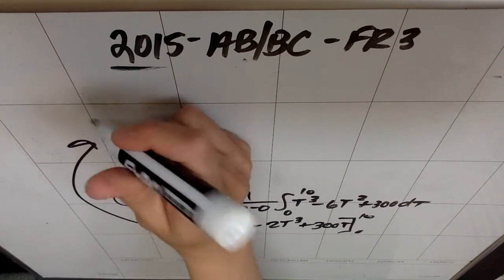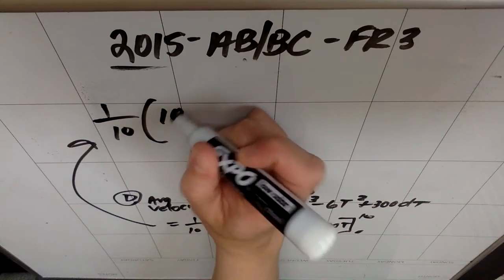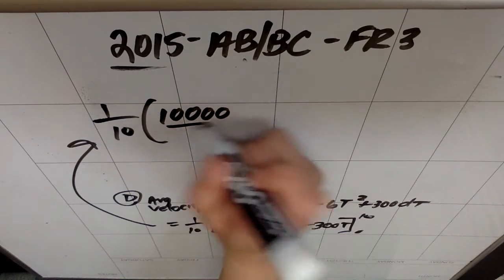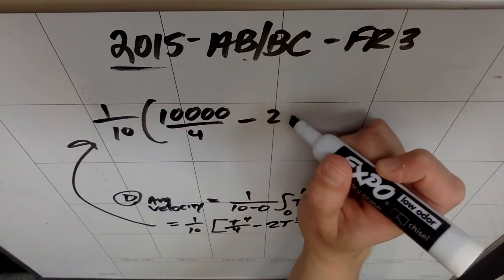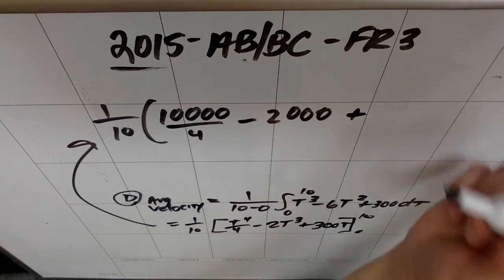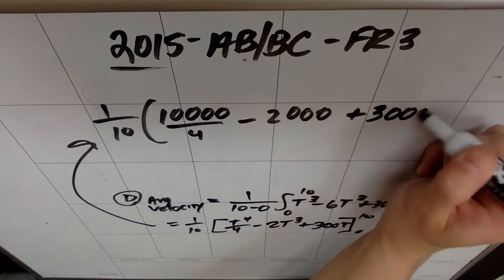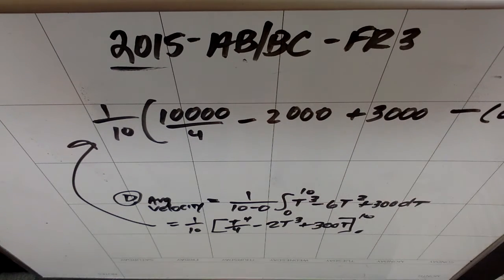So I'm going to get 1/10 of 10 to the 4th, which is a 1 with 4 zeros, over 4, minus 2 times a 1 with 3 zeros, because it's 10 to the 3rd, so that's 2,000, plus 3 times 10, which would be 3,000. And then minus a whole bunch of zeros, but I don't really need it, because all of the bounds will be zeros if I clean them up.